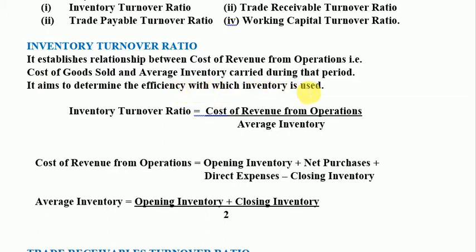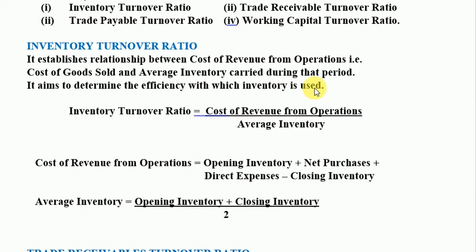So, children, I hope you know the meaning of this word inventory. Inventory means stock. Every company which prepares or manufactures a product has to see the position of their inventory, and this is one of the ratios which helps to measure the efficiency with which the inventory is used by the business.